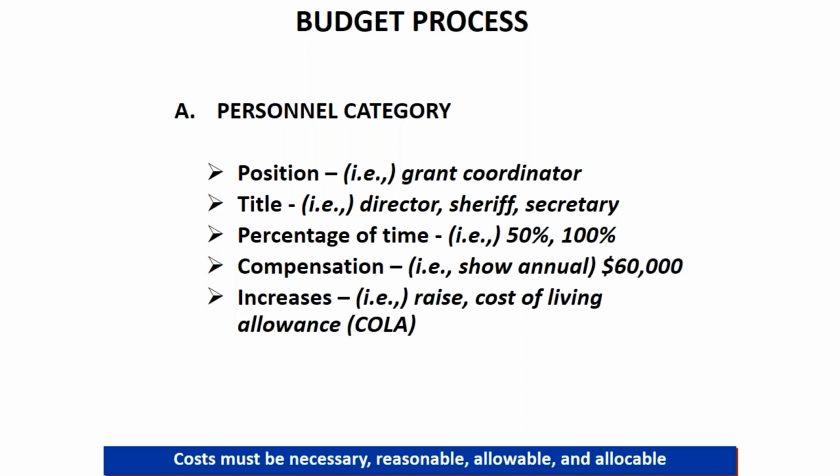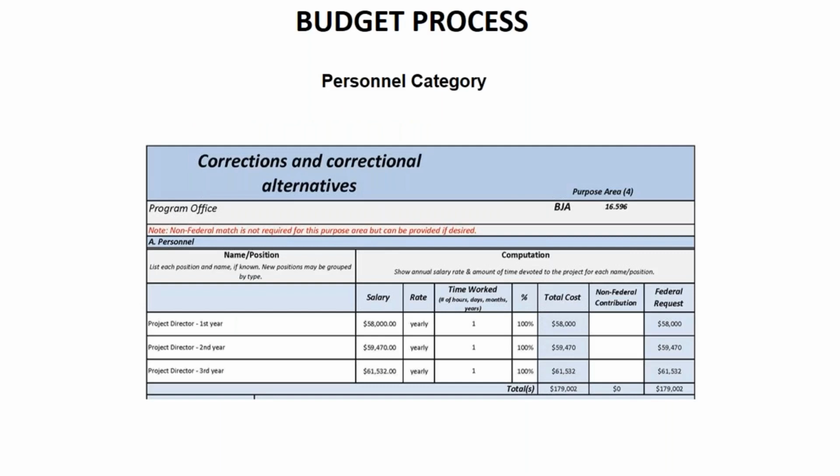You want to show us the annual salary or their rate of pay, and the percentage of time they're going to be performing work on your particular program. Also, if your organization currently pays cost of living increases, you want to make sure you include that in this category as well.